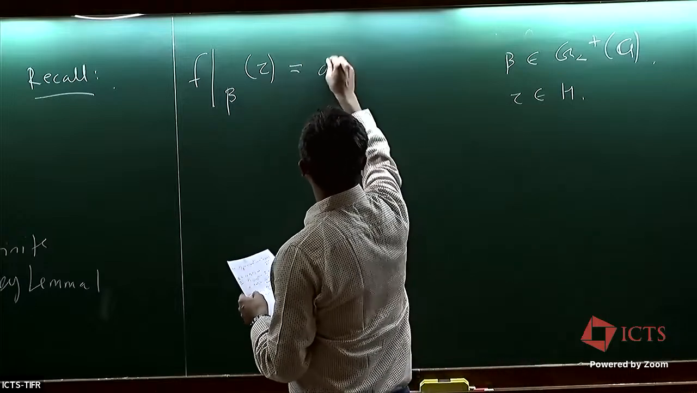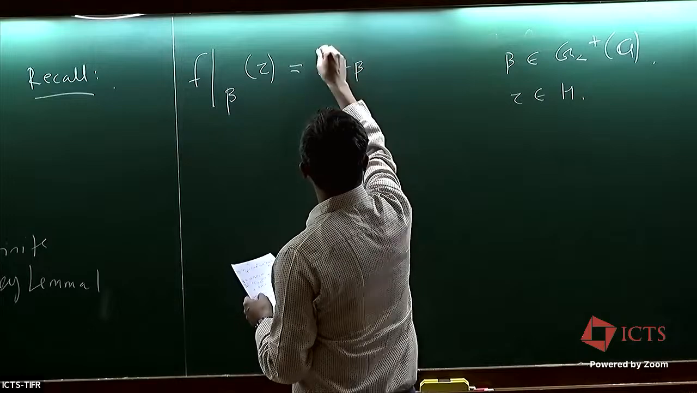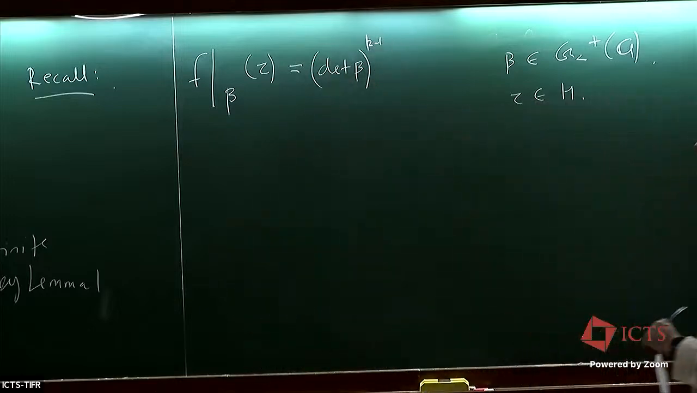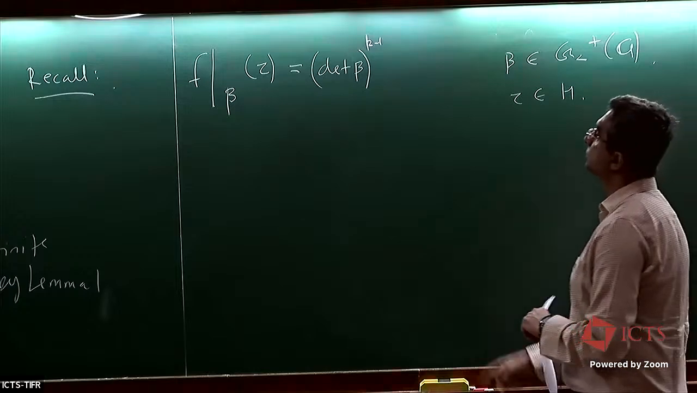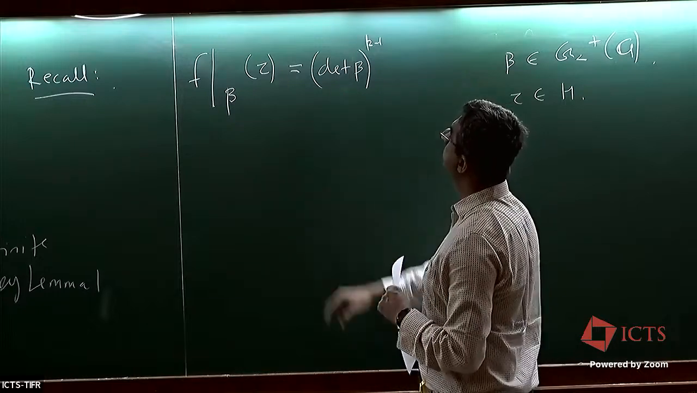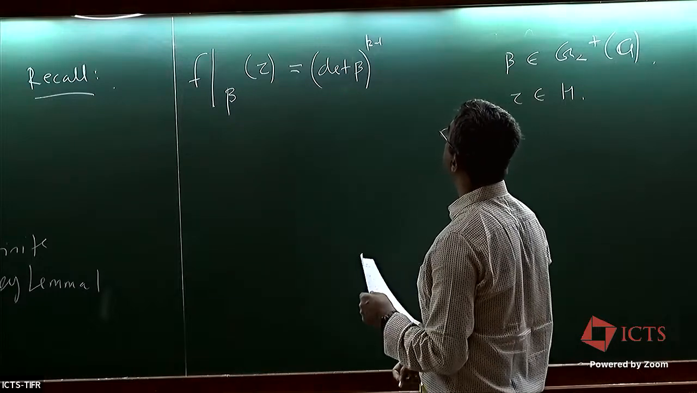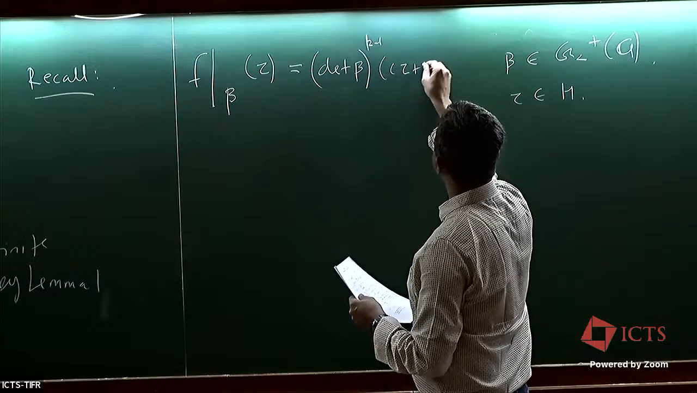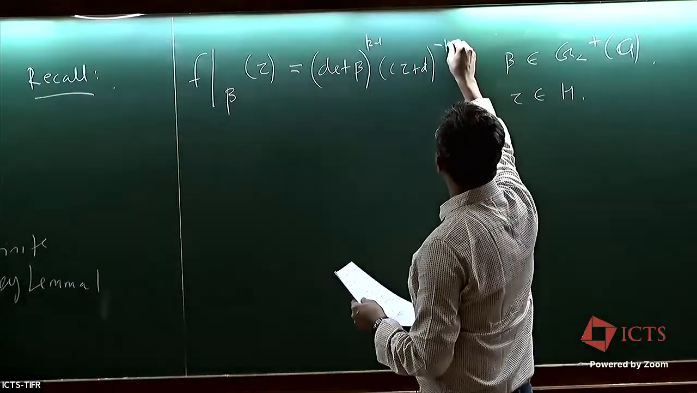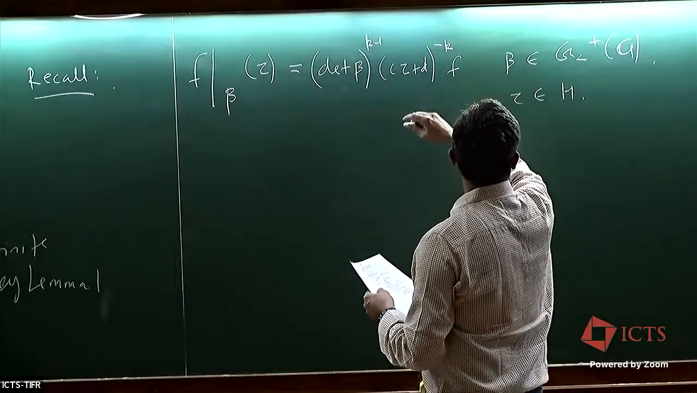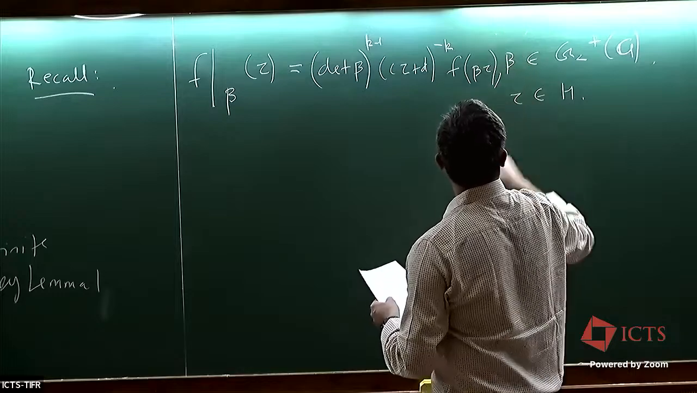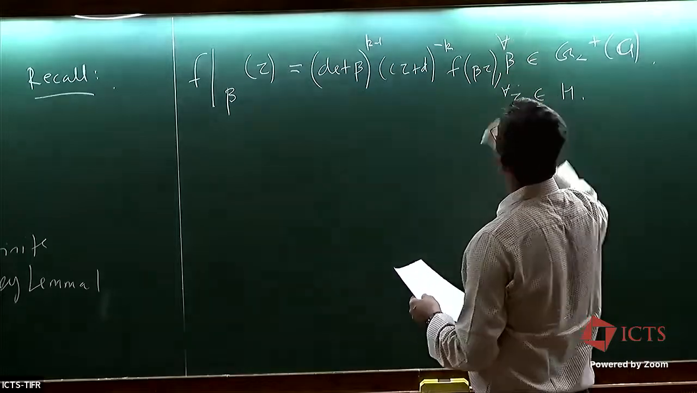And what function is it? This time your matrix may not have determinant 1. It's not in SL2Z. The determinant is in GL2 plus Q. So you need to choose this term very carefully and intelligently. It turns out to be this power of the determinant. And then the other stuff is just the usual action: c tau plus d to the minus k f of beta tau, for all beta, all tau.